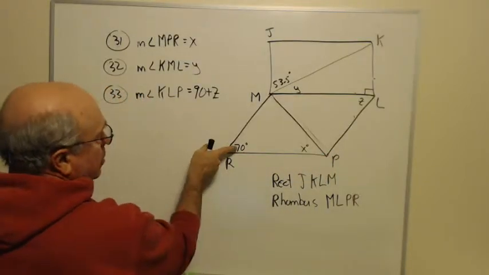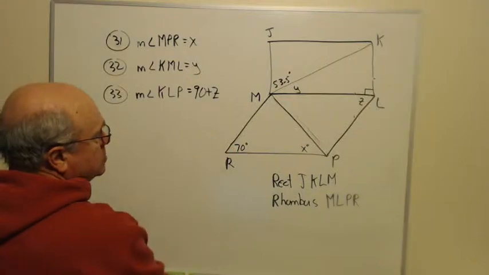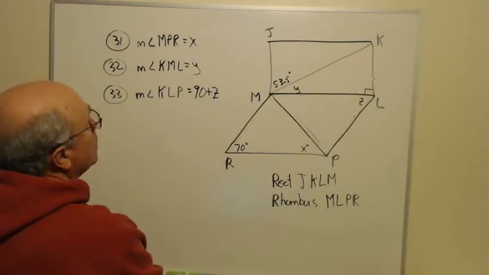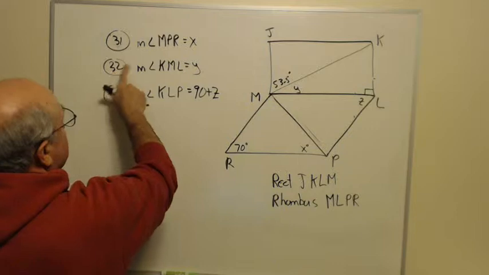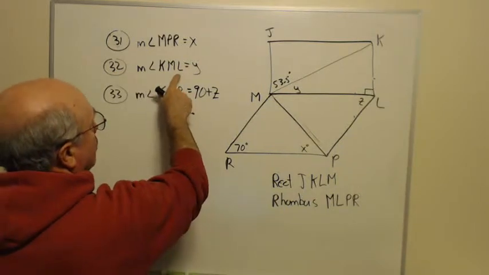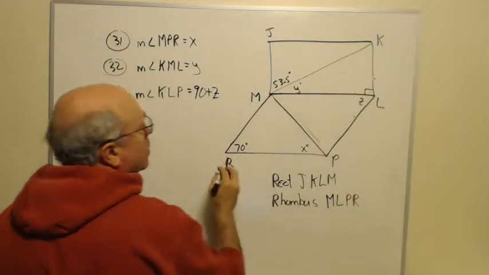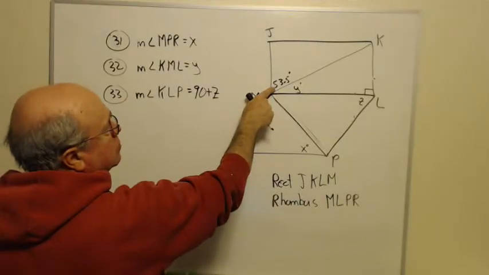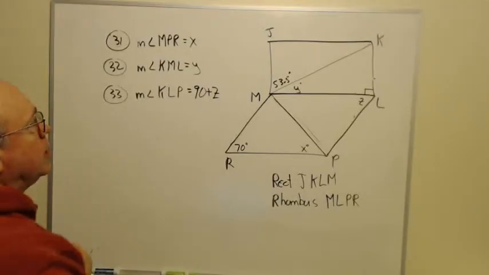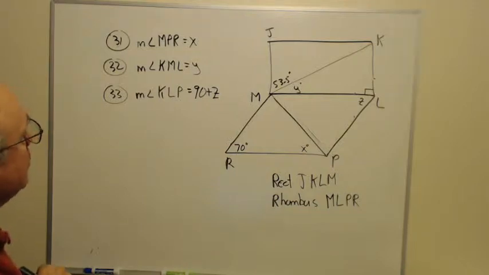MPR is here. It was also given in the problem that angle MRP is 70. In number 32, they want the value of angle KML, which is my y degree angle there, and it was given that the angle next to it was 53.5, angle JMK. Finally, they want the measure of angle KLP.